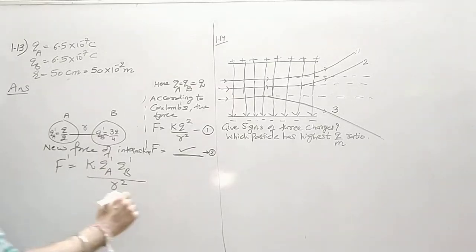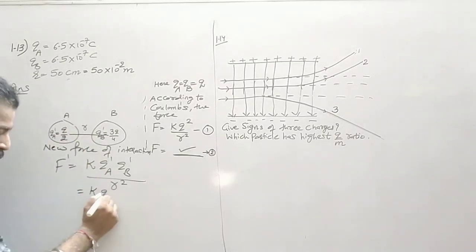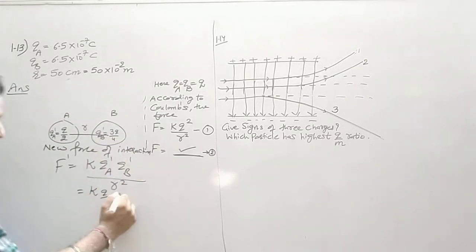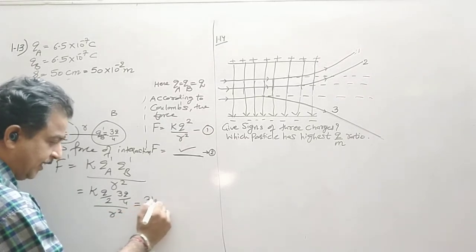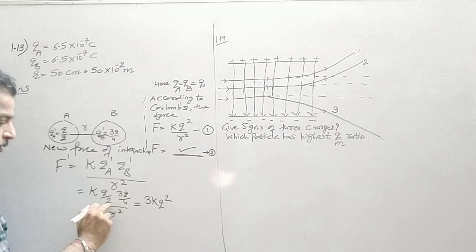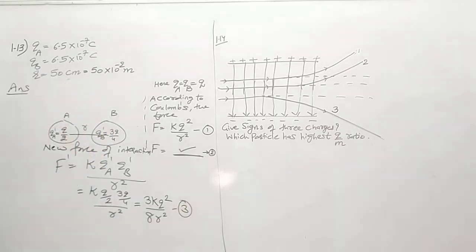Again we substitute this value. This is equal to K. QA dash is Q by 2. QB dash is 3Q by 4 divided by R square. So this can be written as 3KQ square, 4 2s are 8, 8R square. Let this equation be 3.